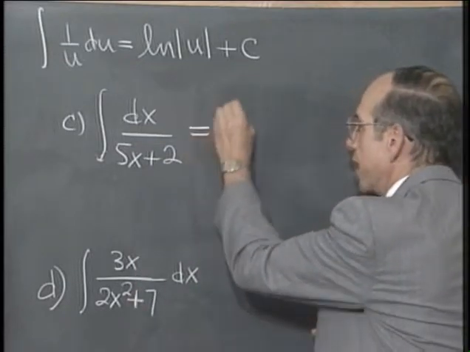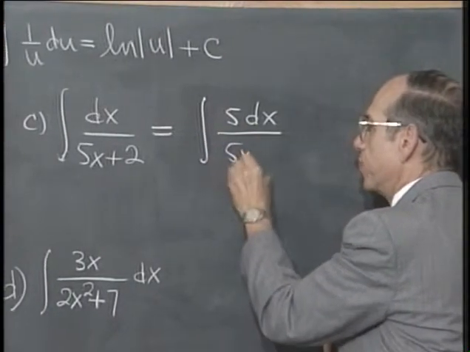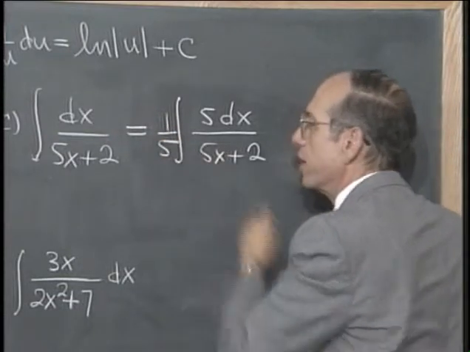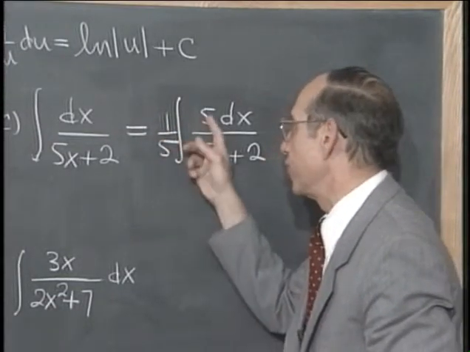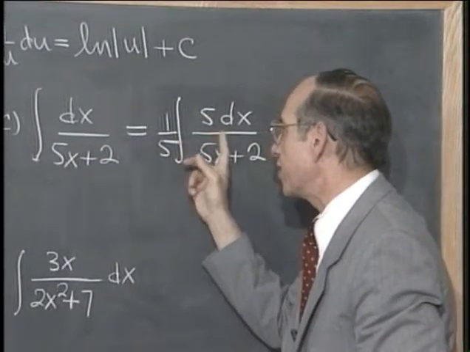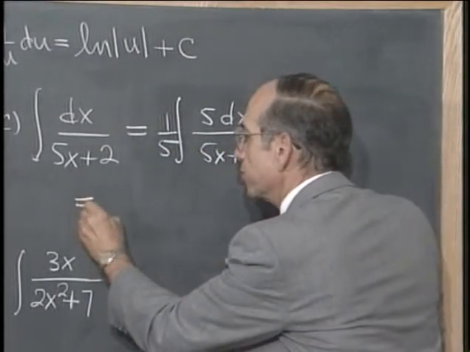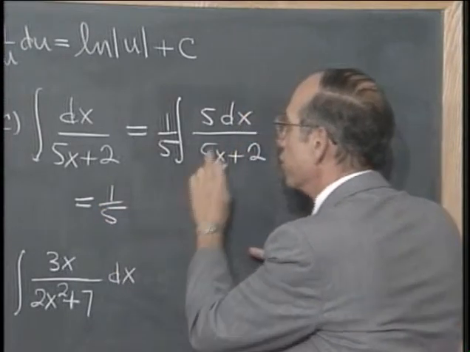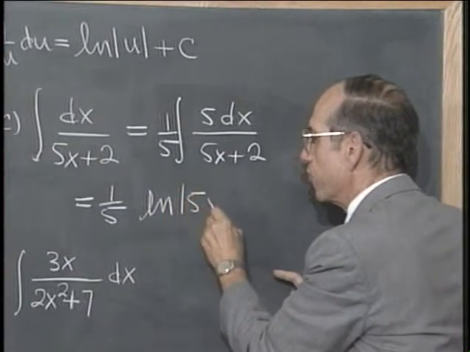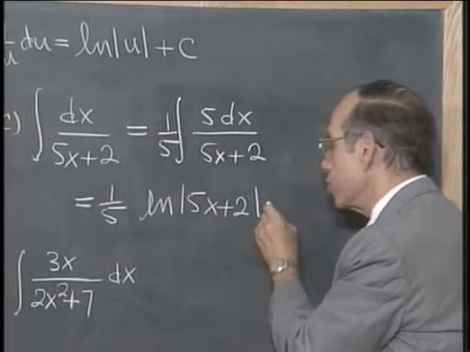So we'll rewrite this as the integral of 5 dx divided by 5x plus 2. And to make sure we haven't changed the integral, we have to multiply outside by 1/5. 1/5 times 5 is 1, and these two integrals are the same. Remember, you can always factor constants through an integral sign, but not variables. This is equal to now 1/5 of the integral of du over u, so that's the natural log of u. In this case, u is 5x plus 2, so we have 1/5 the natural log of 5x plus 2 plus a constant.